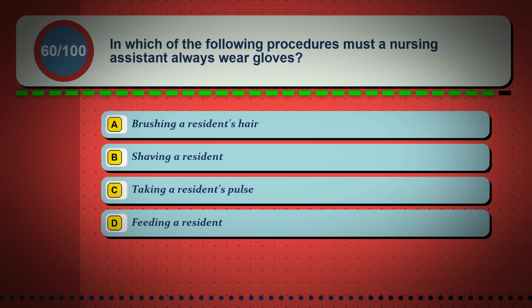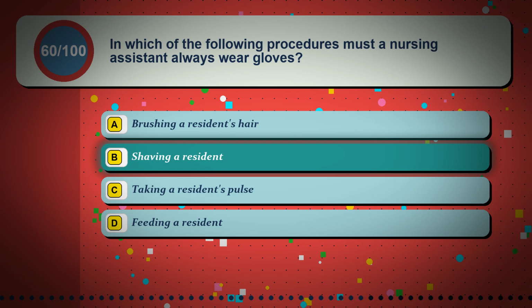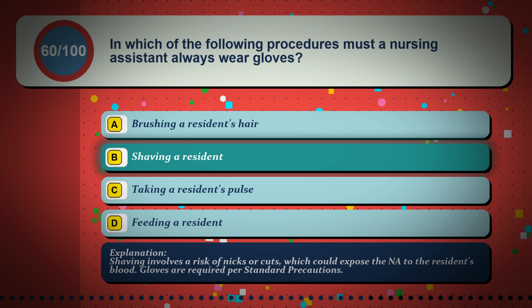Question 60. In which of the following procedures must a nursing assistant always wear gloves? Option A, brushing a resident's hair. Option B, shaving a resident. Option C, taking a resident's pulse. Option D, feeding a resident. The correct answer is option B, shaving a resident. Shaving involves a risk of nicks or cuts, which could expose the NA to the resident's blood. Gloves are required per standard precautions.